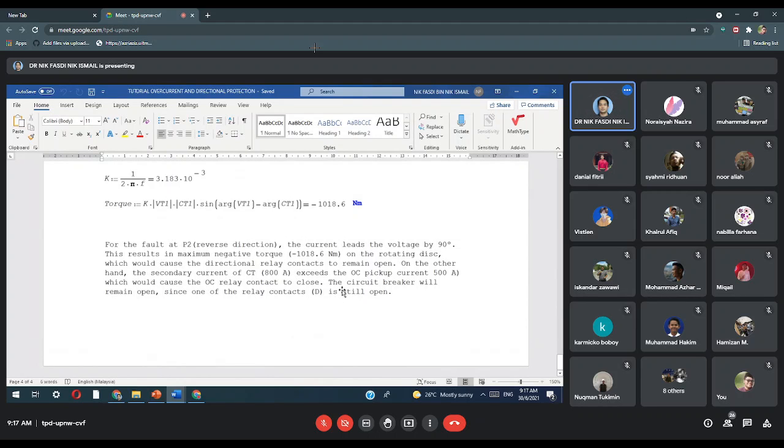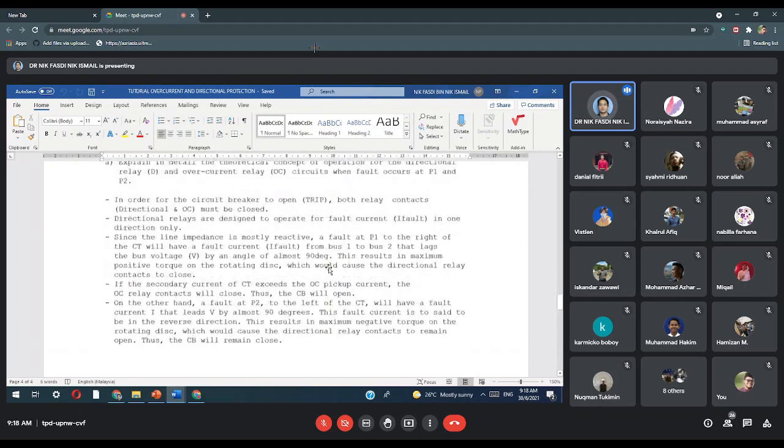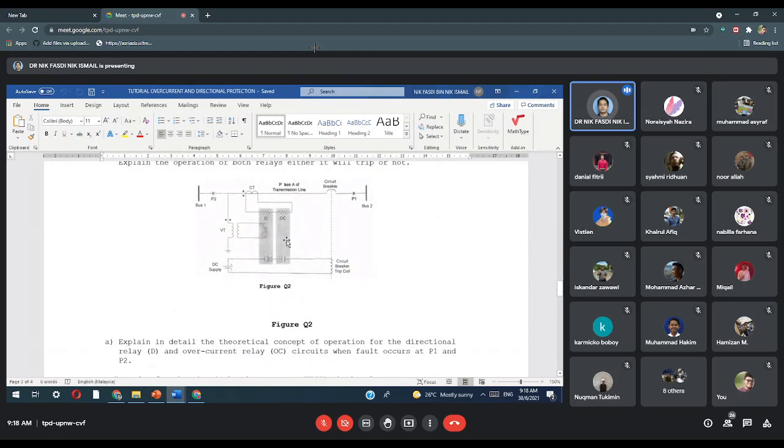So you faham breaker always remain closed because directional relay dia open. Maksudnya in this condition only overcurrent relay dia close, tapi directional relay dia open sebab fault kat sini. So breaker dia akan remain closed. Dia tak akan clear the fault of P1. Dia akan only clear the fault at P1, not P2. Sorry, this is P2, this is P1.